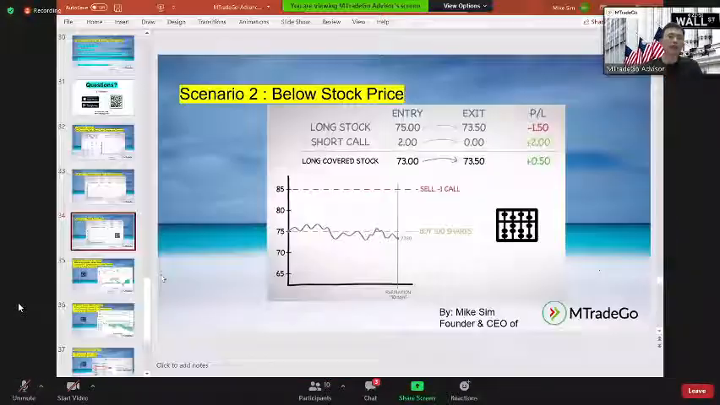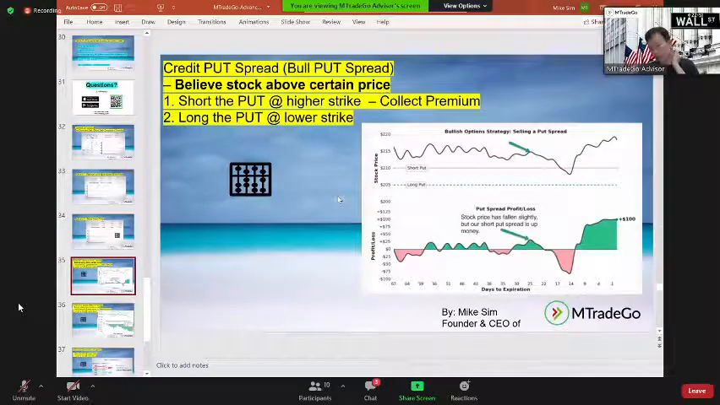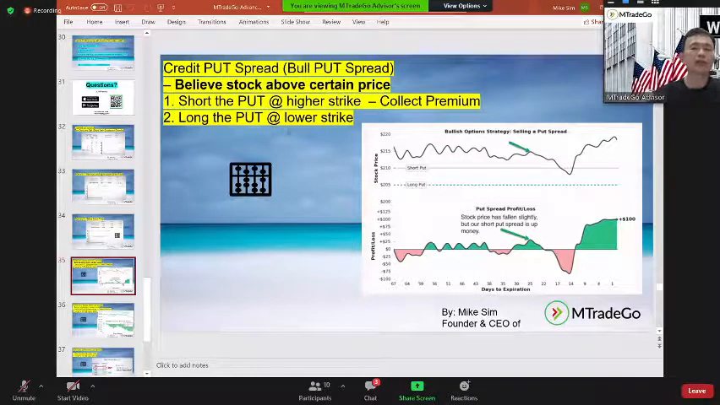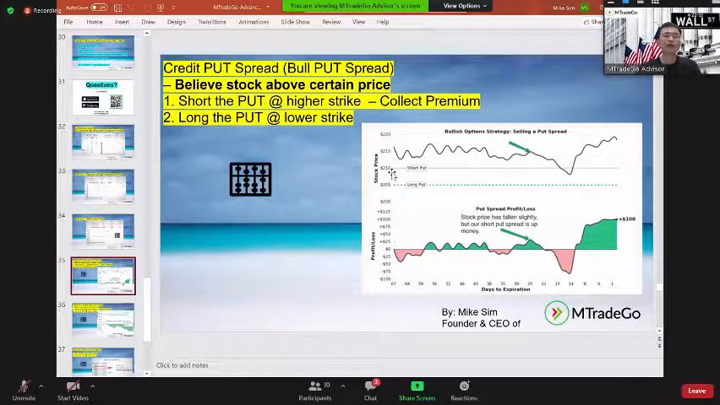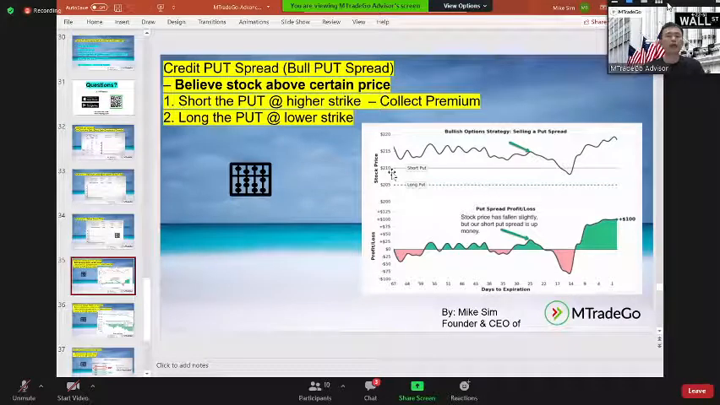Okay, so the next slide, we are talking about credit put spread, okay? You construct this strategy when you believe the stock will stay above a certain price. For this example, you believe the stock will be more than 210, you can see here. This strategy I like to use a lot. Basically you short the put at the higher strike price. You collect the premium. However, you worry the stock will go down all the way. So you protect it with a long put at the lower strike price.